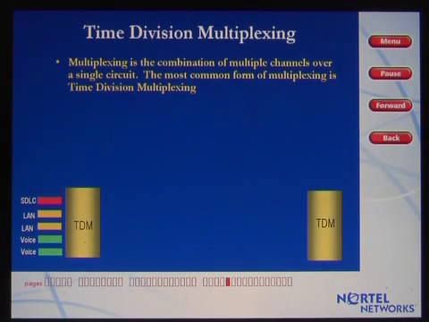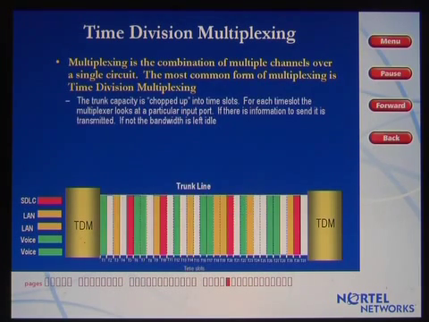A multiplexer takes data from a number of the attached devices and combines or muxes them onto a high-speed data link. The speed at which the line operates, the bits per second, must be greater than the sum of the individual terminal speeds. The trunk capacity is chopped up into a number of fixed capacity time slots. On most TDMs, this is normally 64 kilobits per second, equal to one voice channel.